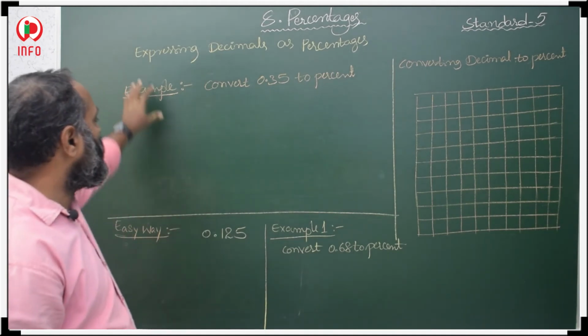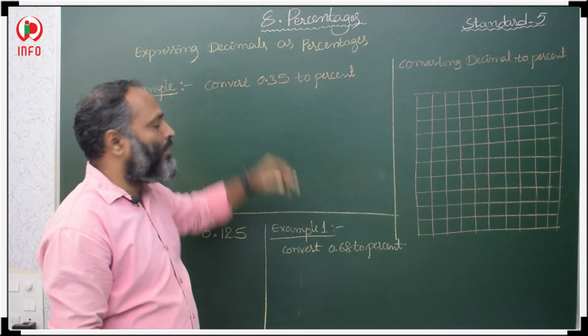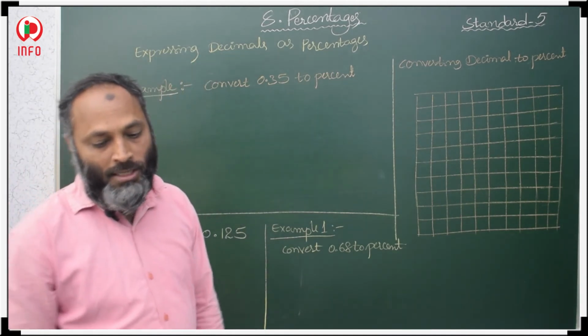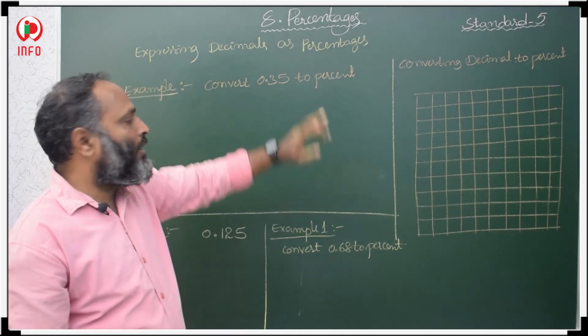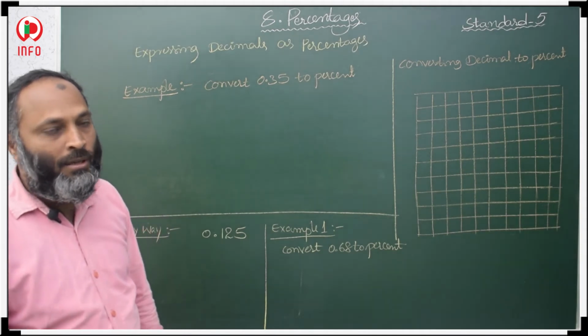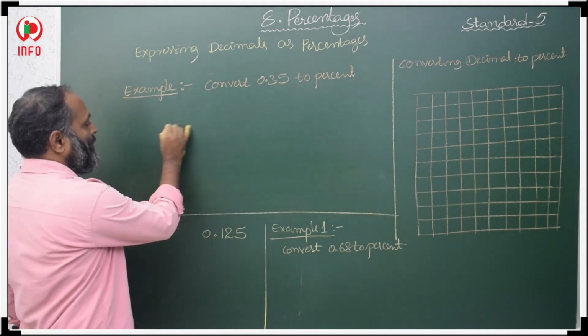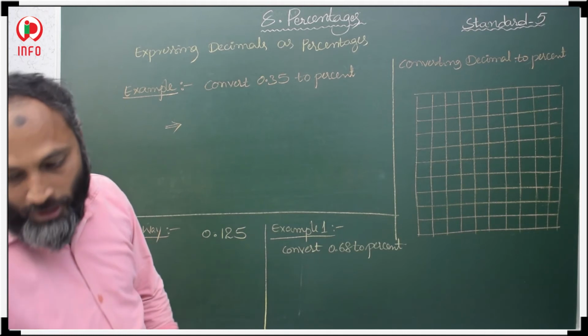Now see here, the next concept: expressing a decimal as a percentage. When a decimal is given, how do we convert it into a percentage? There is a very quick method. What is the very quick method?